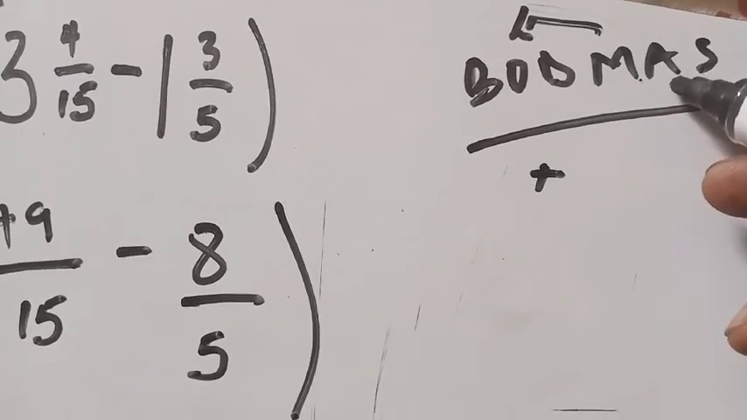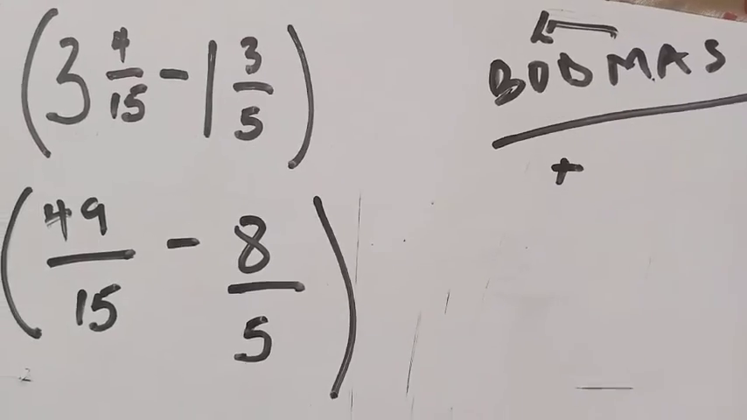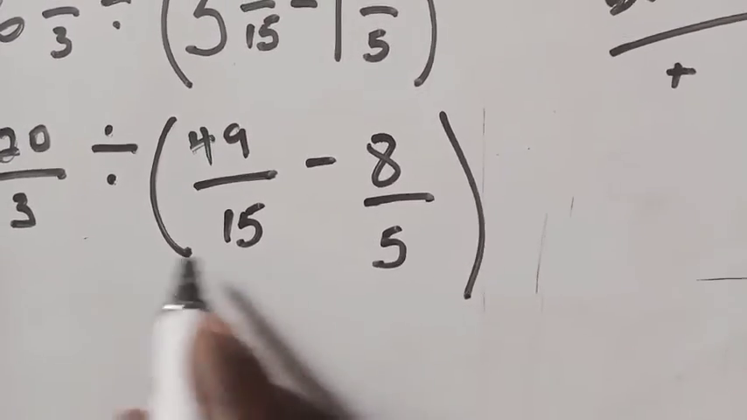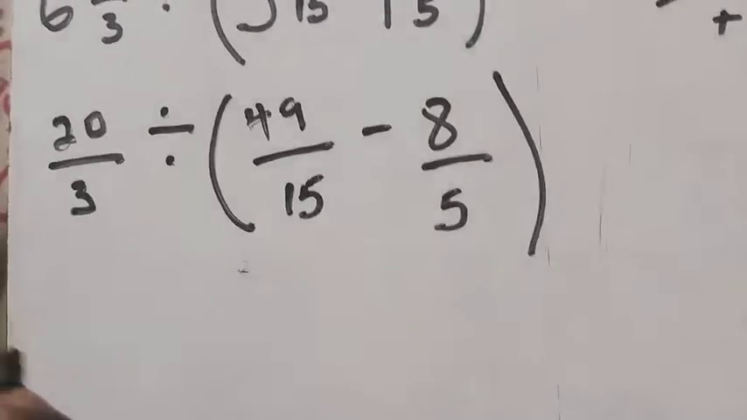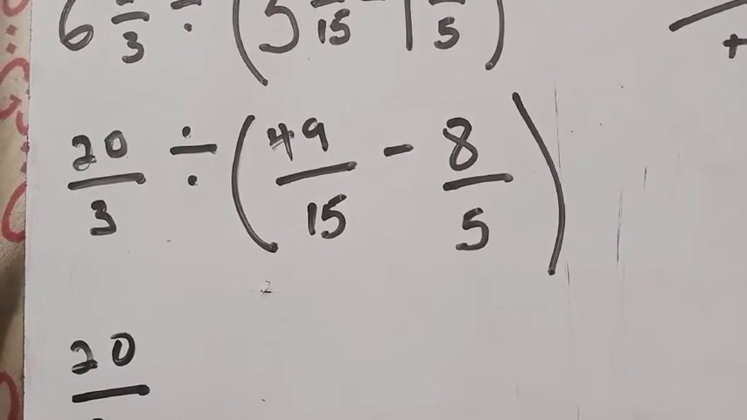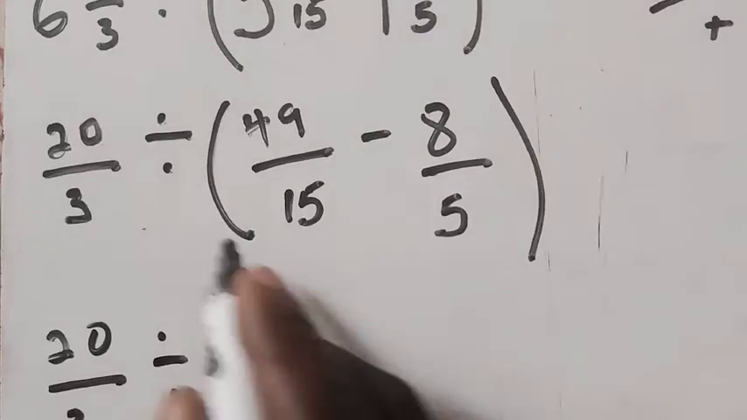Now here we follow with the addition and the subtraction. So according to this, the bracket is here, so we are going to deal with the bracket. Anything inside the bracket, that is what we are going to solve now, right? Without doing anything to the part outside here, which is 20 on 3 and then divided by whatever we are going to get. So let's deal with the bracket, right?